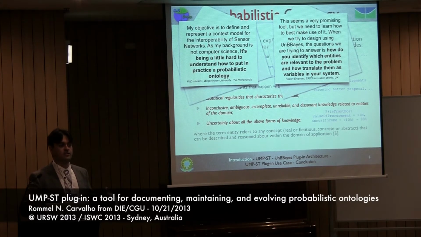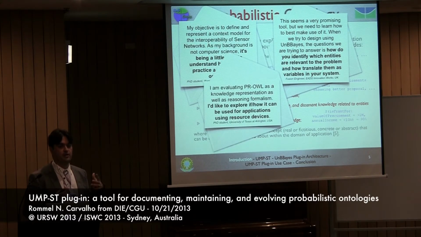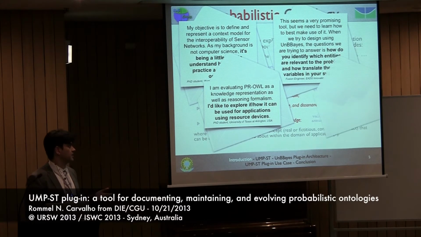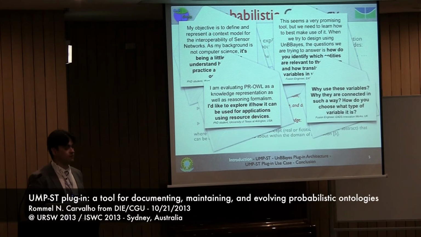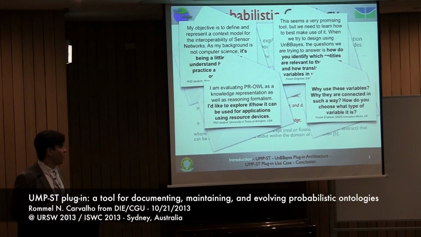And those questions kept coming in different ways, but they're all about how do I create this model, right? So you have, okay, I'm trying to evaluate this PR-OWL language, but I'd like to explore if and how it can be used for applications. I have this domain and it seems to be useful, but how do I actually see if it fits or not? You had some kind of guideline, and some other people kept giving me questions. It's hard to answer. Why use these variables? Why are they connected in such a way? How do you choose what type of variable it is?